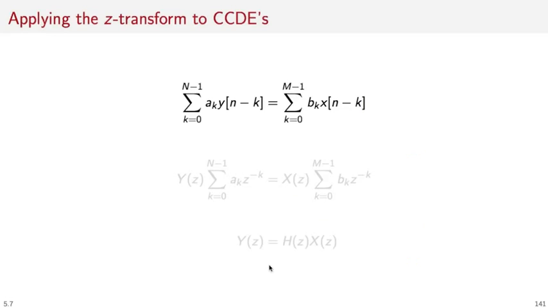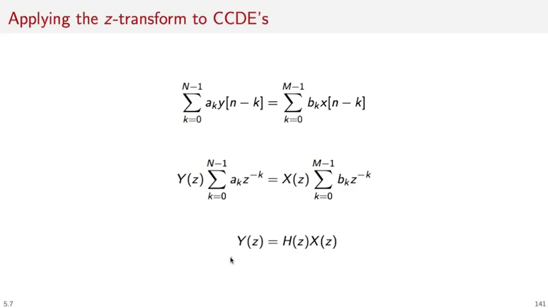With these two properties, we can take the Z-transform of a constant coefficient difference equation. So we take the Z-transform left and right in this CCDE here, and by exploiting the linearity and the time shift property, what we get is an input-output relationship like so.